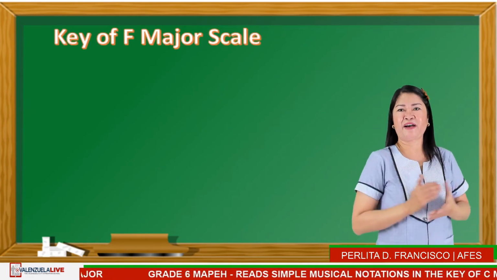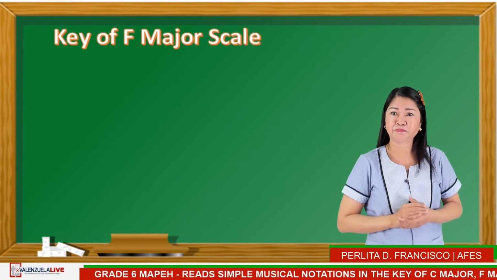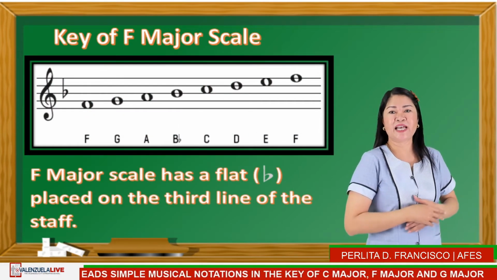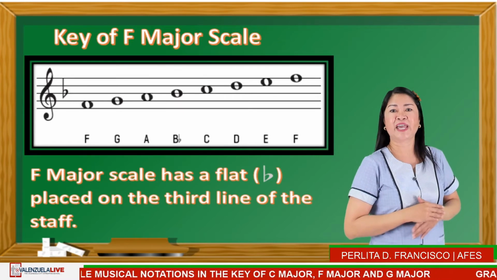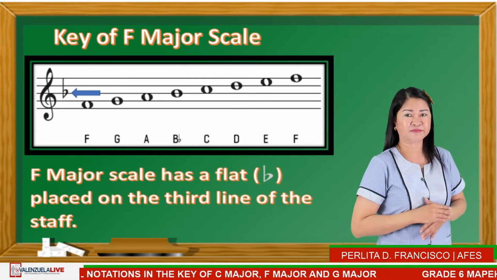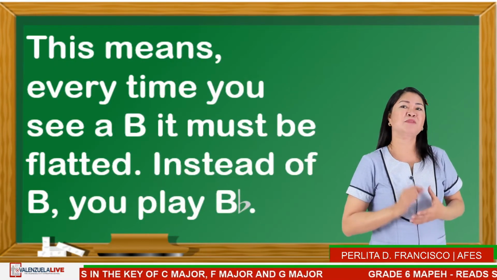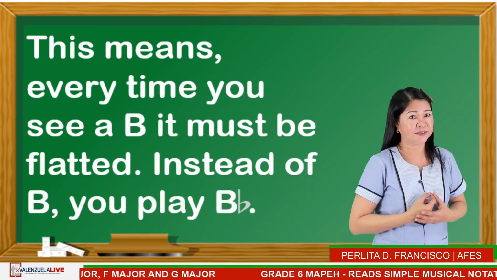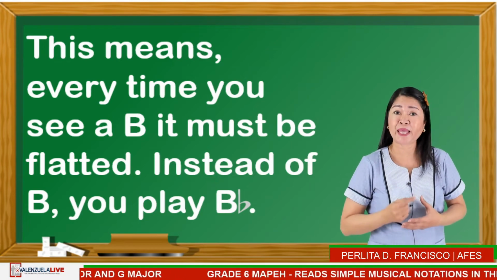So let's have the key of F major. F major scale has a flat placed on the 3rd line of the staff. This means that every time you see a B, it must be flattened. Instead of B, you play B flat.